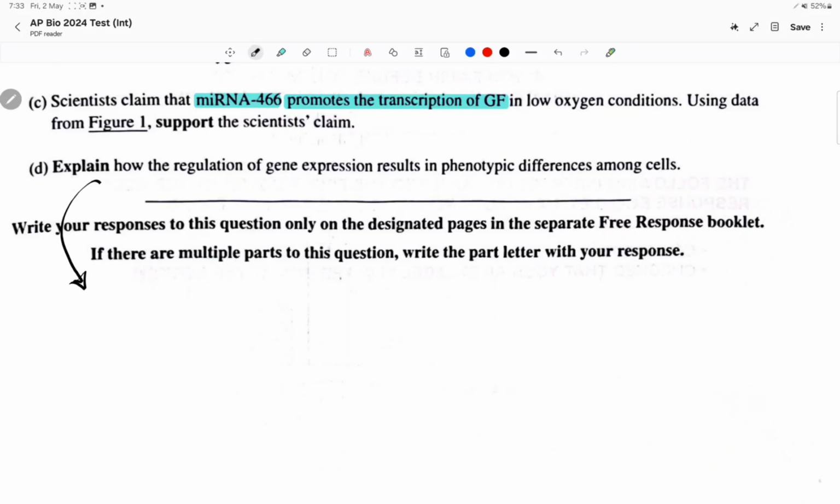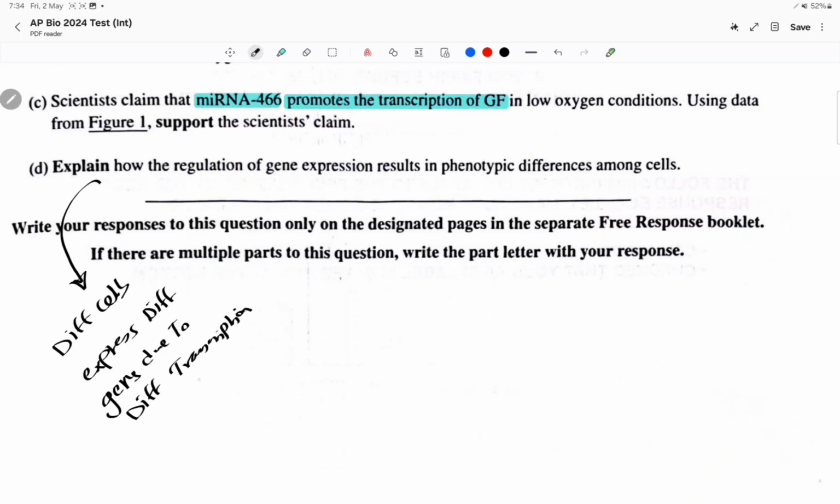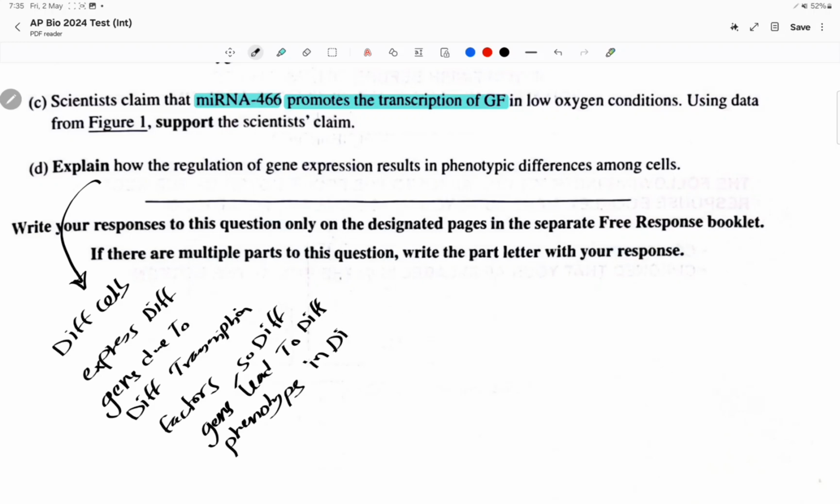Okay? So basically, different cells express different genes due to different transcription factors. So different genes lead to different phenotypes in different cells.